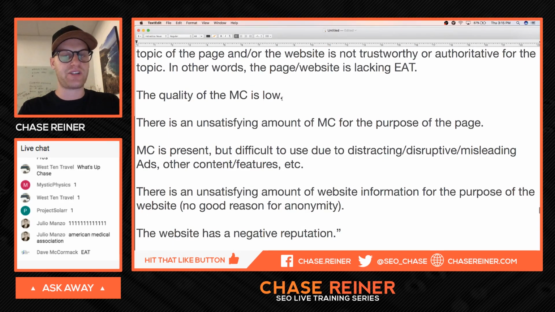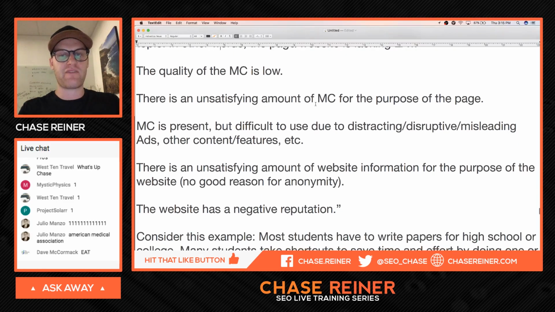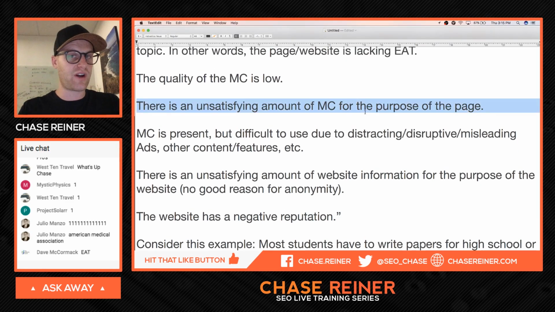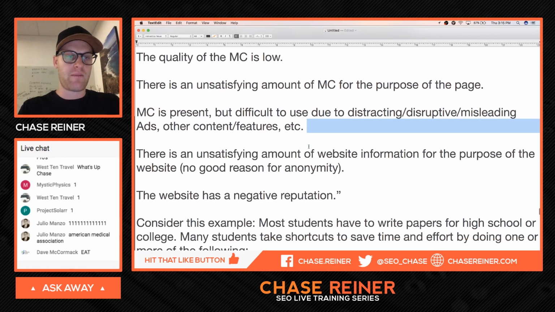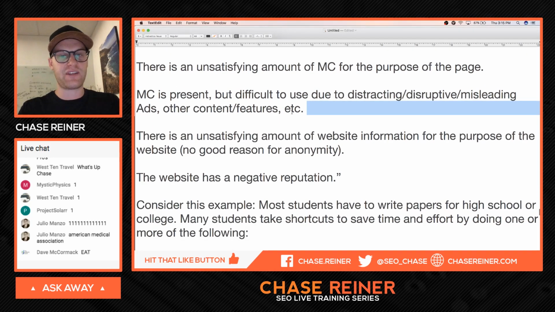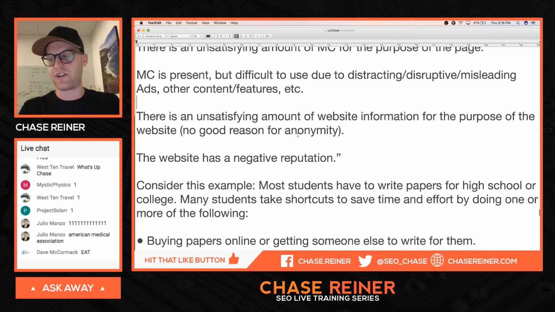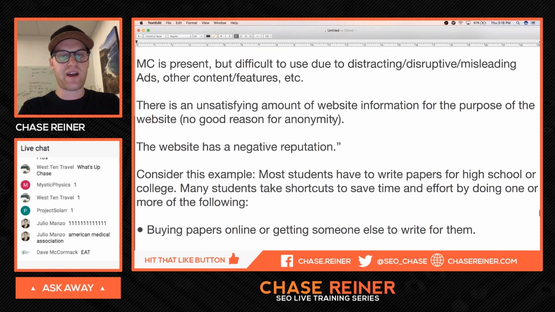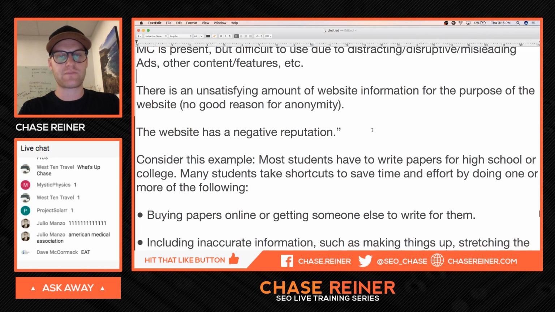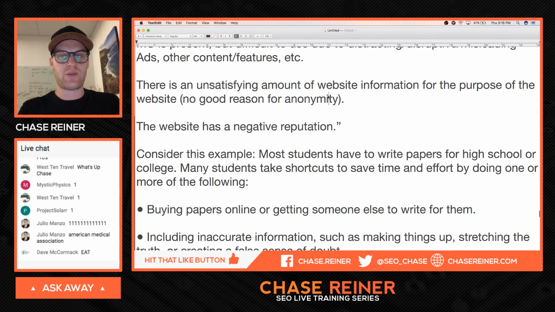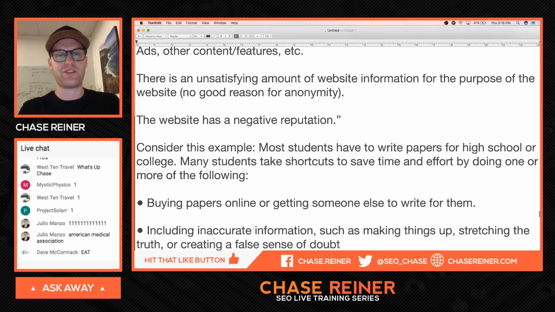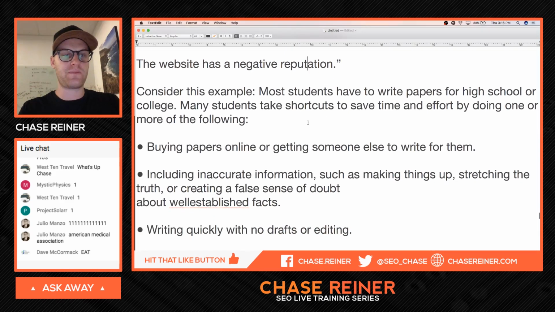The quality of the main content is low. That's another reason. There's an unsatisfying amount of main content for the purpose of the web page. So having too little content can also be a bad thing, right? Main content is present but difficult to use due to distracting, disruptive, or misleading ads and other content or features, etc. There's an unsatisfying amount of website information for the purpose of the website. No good reason for anonymity. So basically, if you're just trying to hide from people for no reason, except for the fact that you don't want to have to deal with them, right? The website has a negative reputation. Other sources are mentioning the website, right, in a bad way.